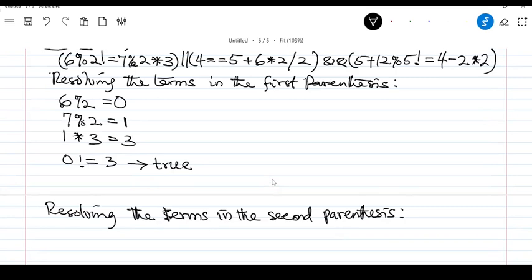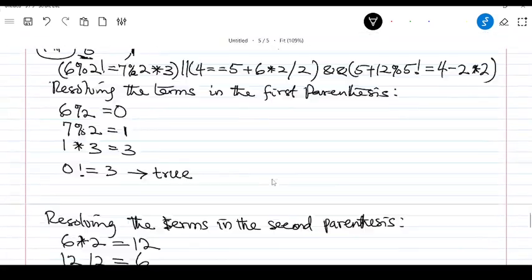Okay, so the second parenthesis right now, we're going to go into what is there. First we're having the 6 multiplied by 2. So we're going to do that first. 6 multiplied by 2 is going to be equal to 12, right? So that is now 12. We're going to now divide 12 by 2. What is 12 divided by 2? That's going to be equal to 6.